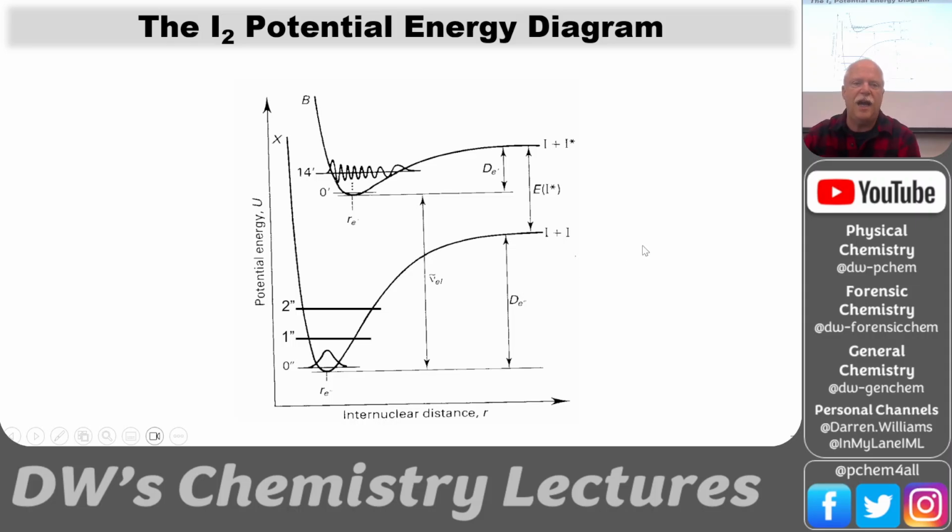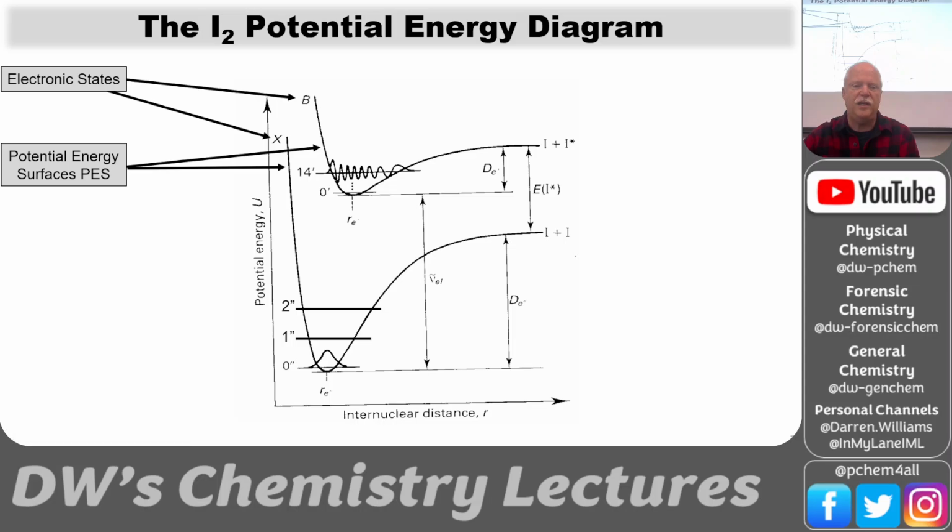So this is our Iodine Lab. This is the potential energy diagram. I told you that the ground state is X and the excited state is B. There's probably another excited state somewhere in here called A, but we're shooting past A and hitting B. So we're hitting the second excited state. That's why we're going from X to B. And so we have the 2 electronic states there, X and B. And then we have the potential energy surfaces associated with those.